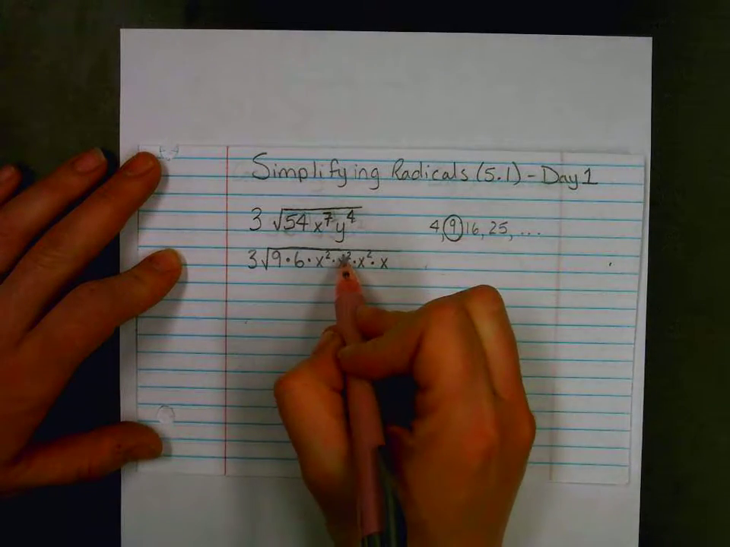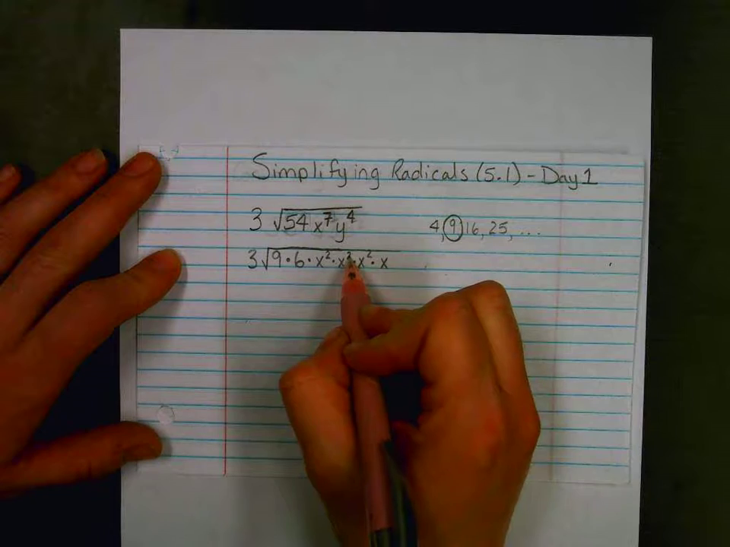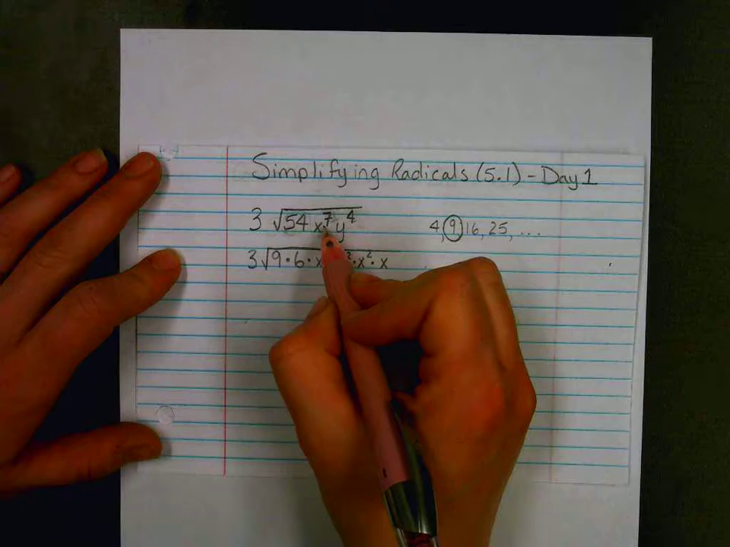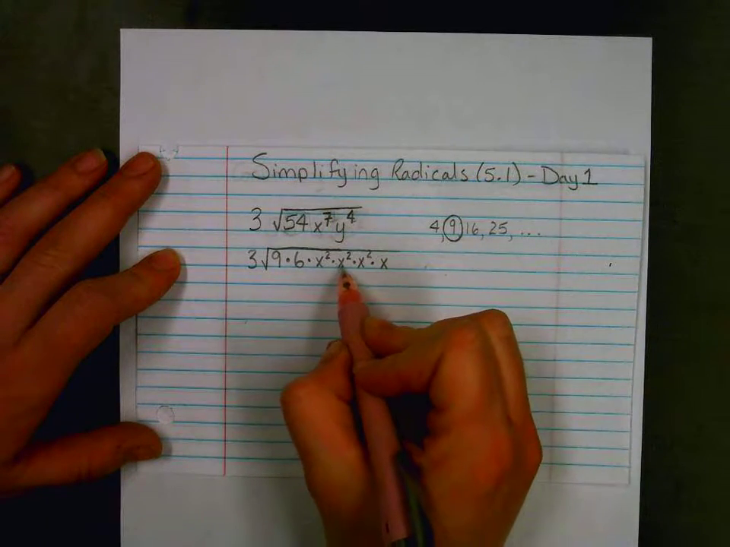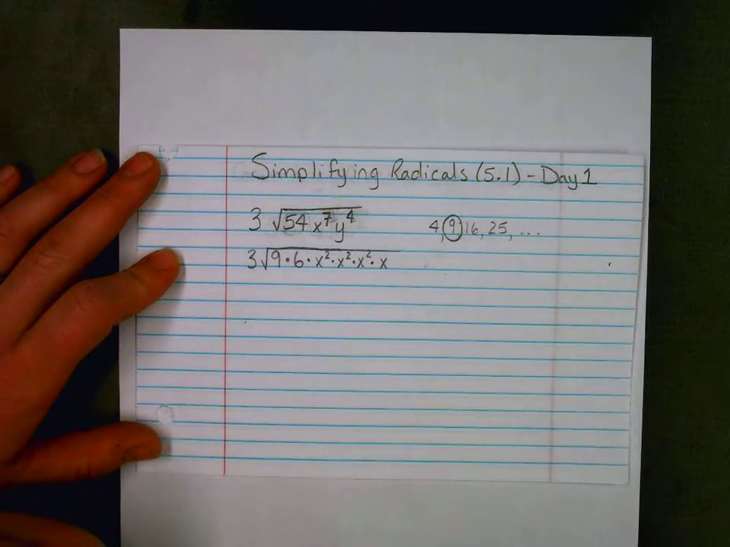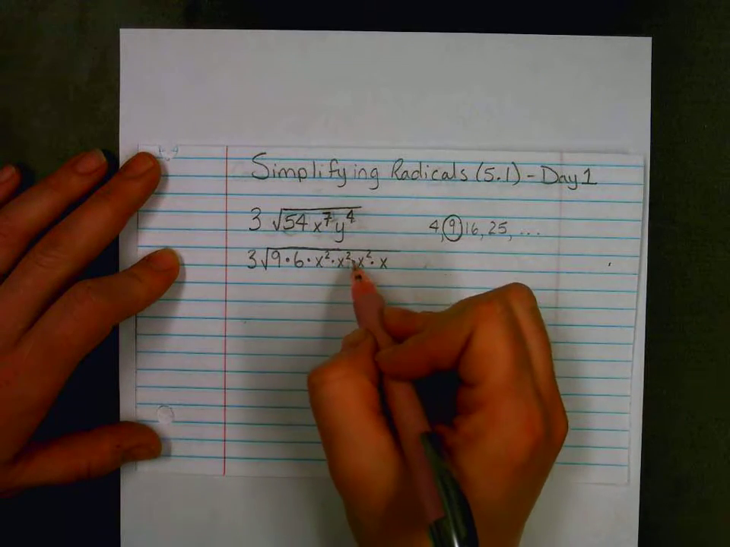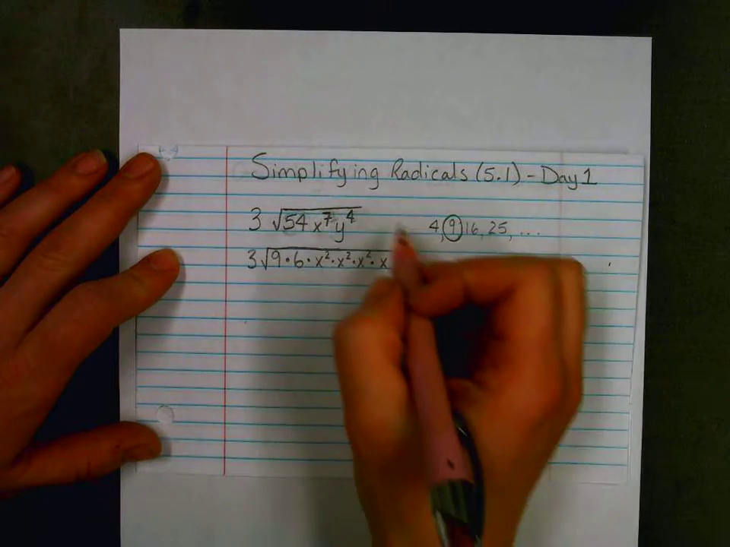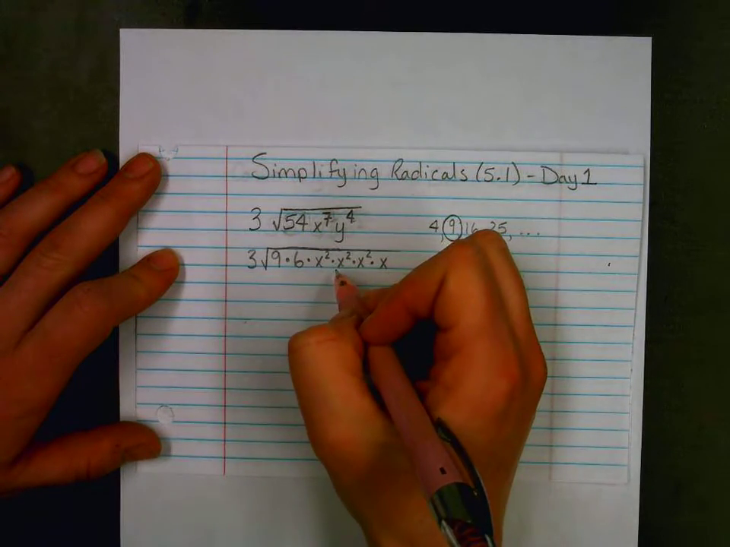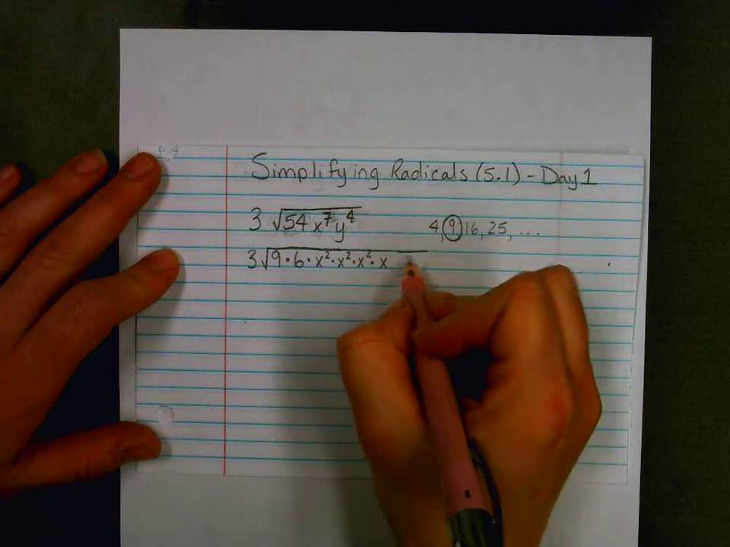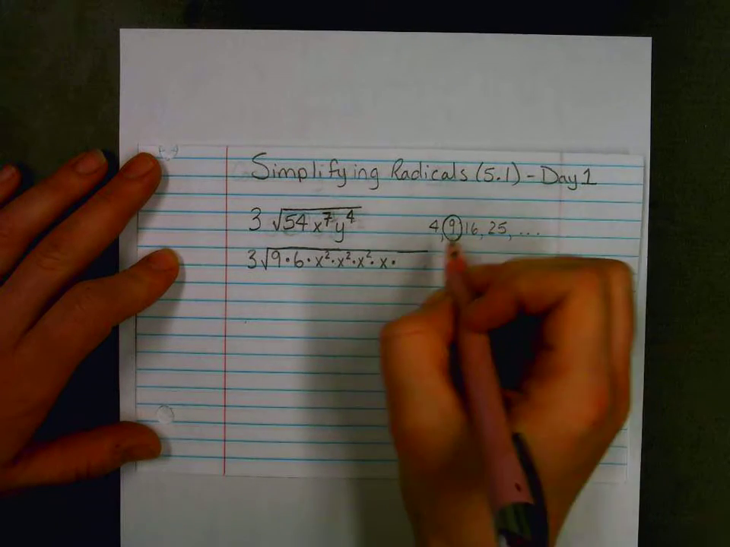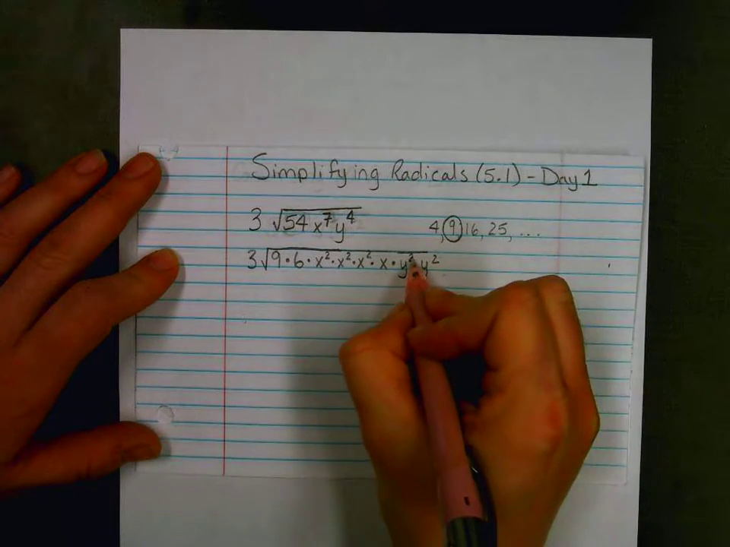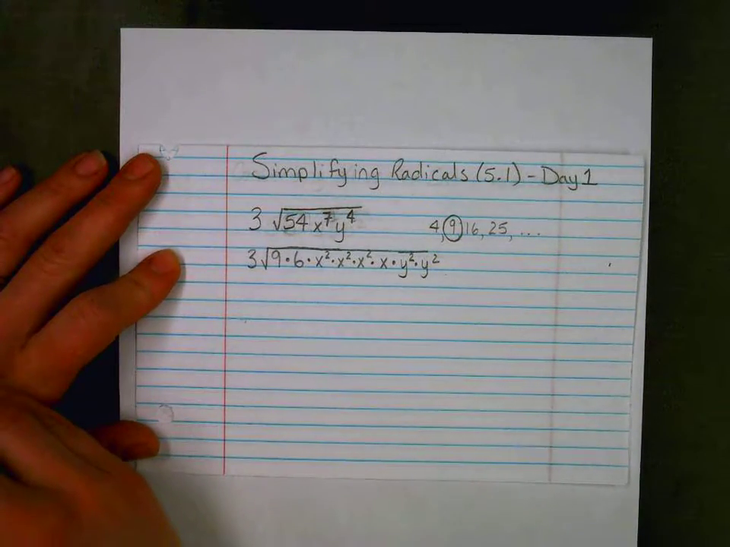So if you look at my exponents, 2 plus 2 plus 2 plus 1 will give me an exponent of 7. So I've just rewritten x to the 7 as a product of x's, where x squared and x squared, these are all my perfect squares. I am now going to do the same thing with my variable y. So y to the power of 4 can be written as a product of y squared times y squared. 2 plus 2 is going to give me 4.